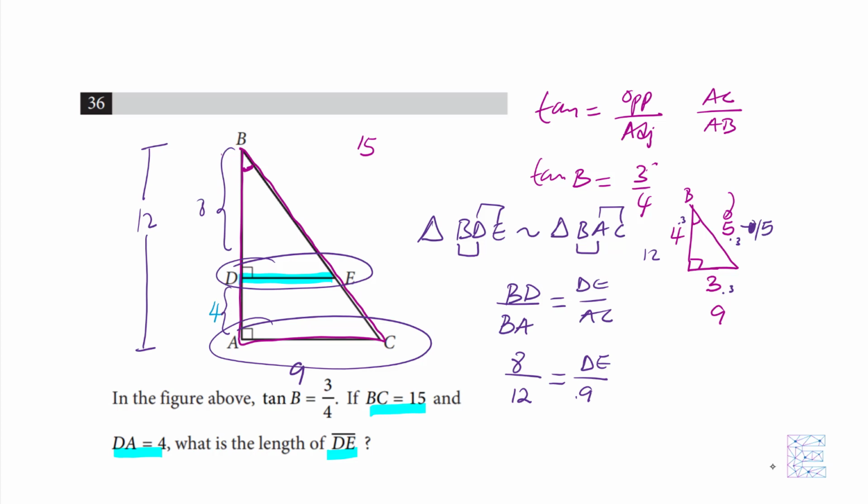And then we're just going to cross multiply here to solve for DE. And we end up with 12 DE equals 72. Divide both sides by 12. And you find that the missing side, DE, ends up being 6. So DE equals 6. And it's a free response, so please enter that. And that's it.